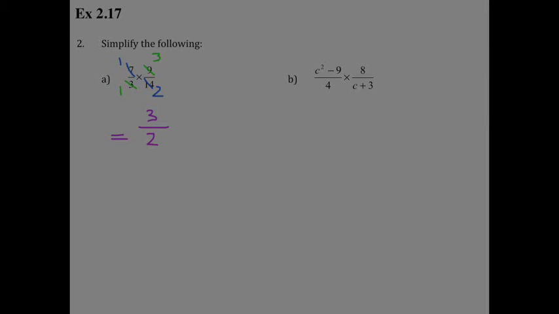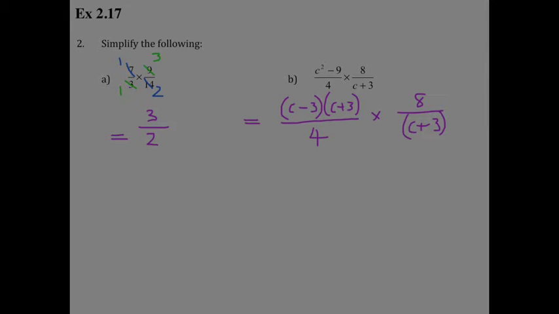For part B, what you can notice is the top part here can be factorised. It's a difference of 2 squares, so let's factorise it. It becomes c minus 3 times 3 and c plus 3. Doesn't matter what order you put the plus and the minus in. And my second fraction, I'm going to put the c plus 3 in brackets.